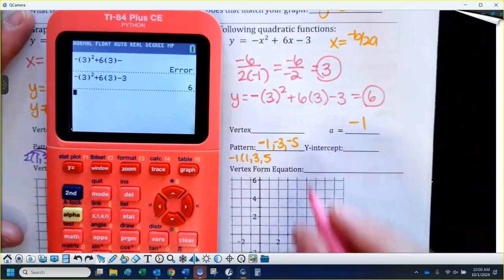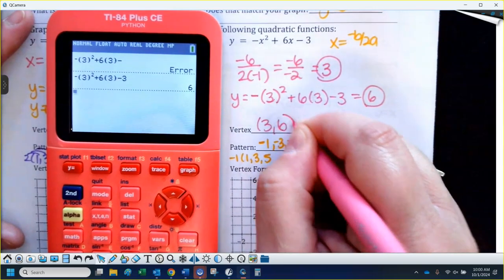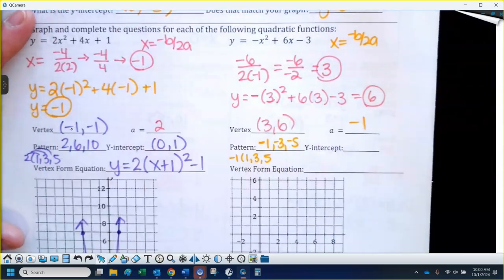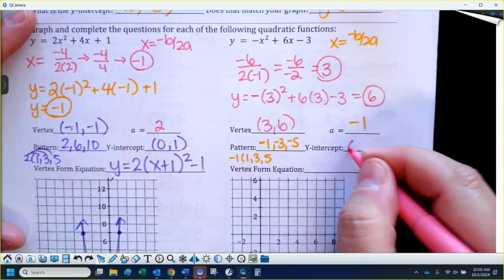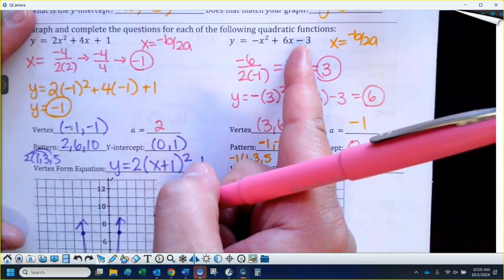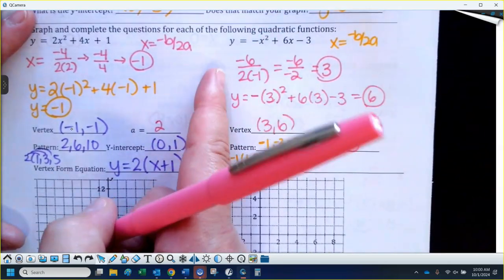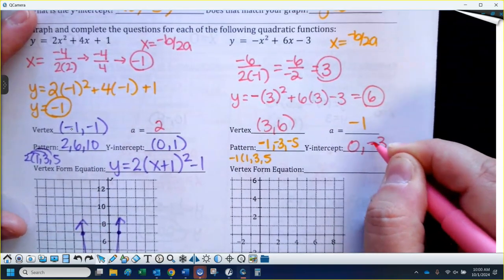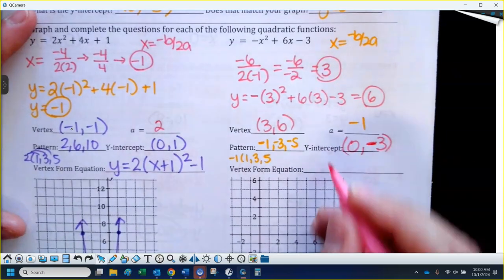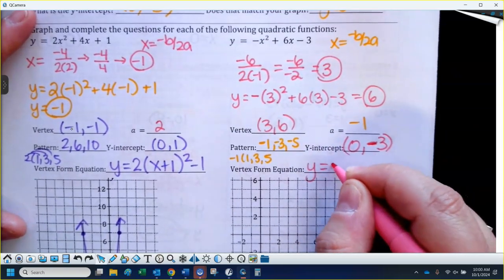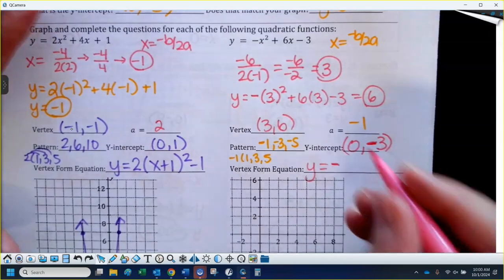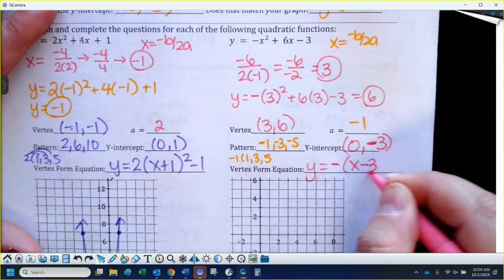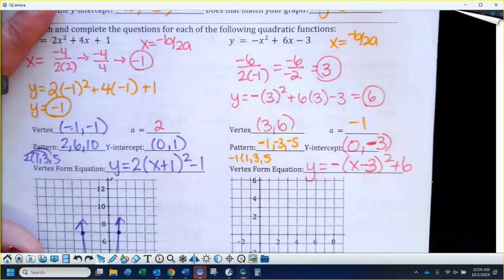Once you've got that, you're good to go. So your vertex is (3, 6). My y-intercept should just be (0, whatever the plain number on the end is), that constant term, because the first two terms would get wiped out if you plugged in 0. Should be (0, -3). Vertex form would be y equals, you'd have just a little negative out in front of your parentheses. Should be x minus 3 squared plus 6.